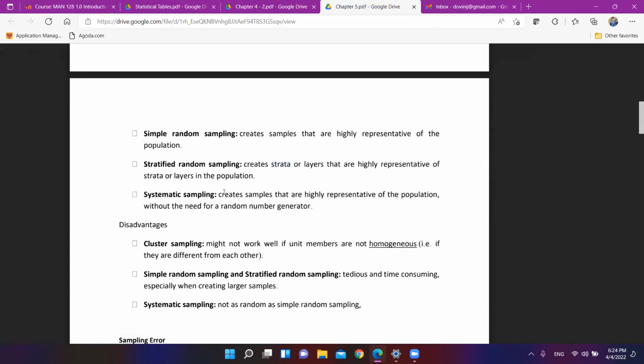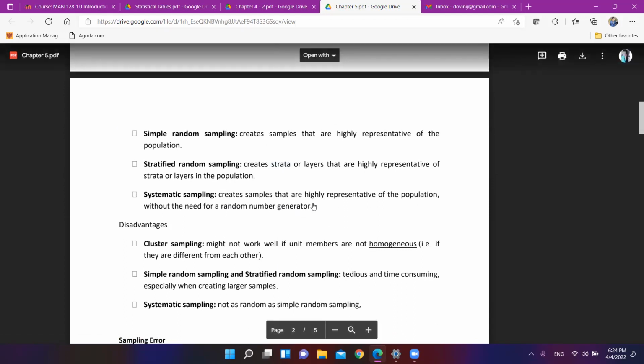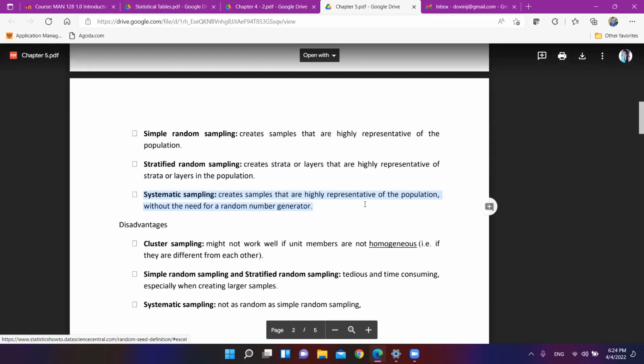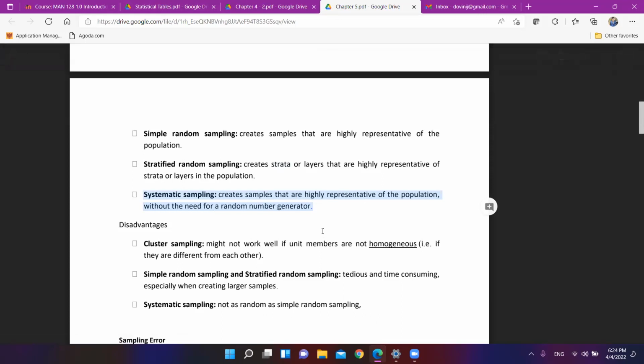It's highly representing its particular group or layer or strata. Systematic sampling creates samples that are highly representative of the population without the need for a random number generator. For example, you take every 10th person, so you don't need to pick randomly. You go by a system. It's systematic, right?